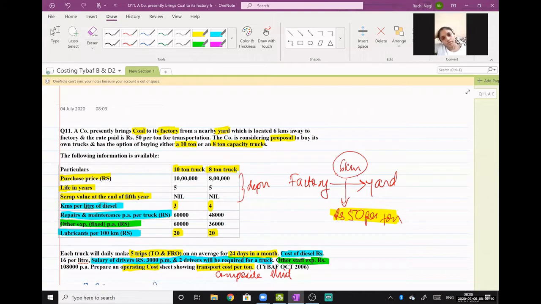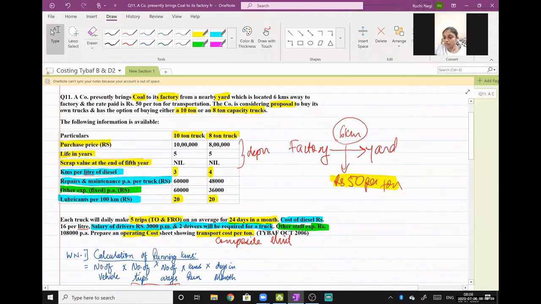And what is the proposal in front of them? The proposal in front of them is to purchase a 10-ton or an 8-ton capacity truck. Out of the two, they have to purchase one truck. Whatever I have marked in green is fixed cost and blue is variable cost. So start with it, and it was a composite unit sum, right?